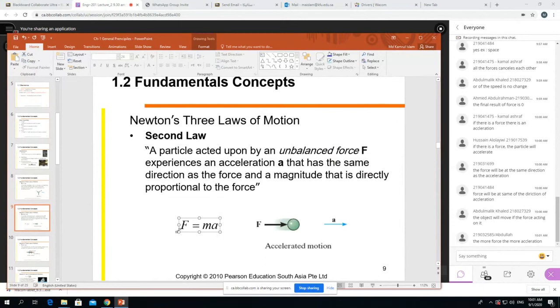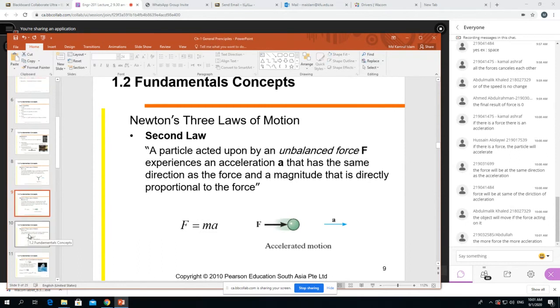So the magnitude of force F is proportional to the acceleration. M is the mass, which is constant here. Then F equals ma. This is Newton's second law formula. If the force is more, then the acceleration will also be more; if the force is less, the acceleration will also be less. That is the meaning here. Now you tell me Newton's third law of motion.